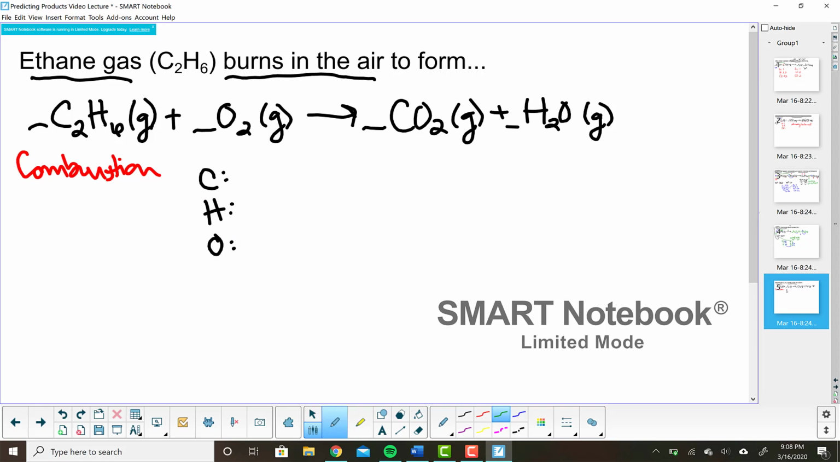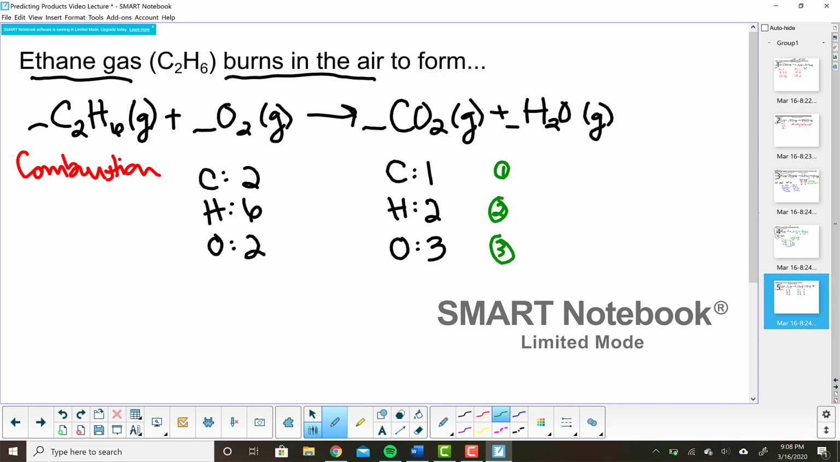On the left, I have 2 carbons, 6 hydrogens, 2 oxygens. On the right, 1 carbon, 2 hydrogens, and 3 oxygens. So again, I'm going to encourage you to balance the carbon first, then the hydrogen, then the oxygen, all right? So I'm just going to get that out of the way so that's not in our way. Let's go about our business here. Let's balance the carbon first.